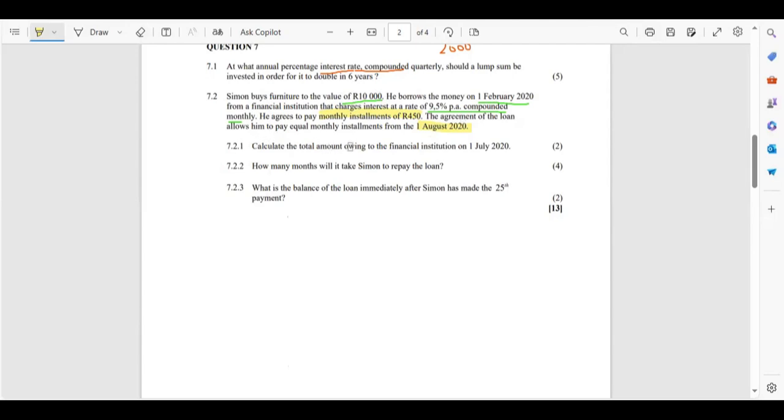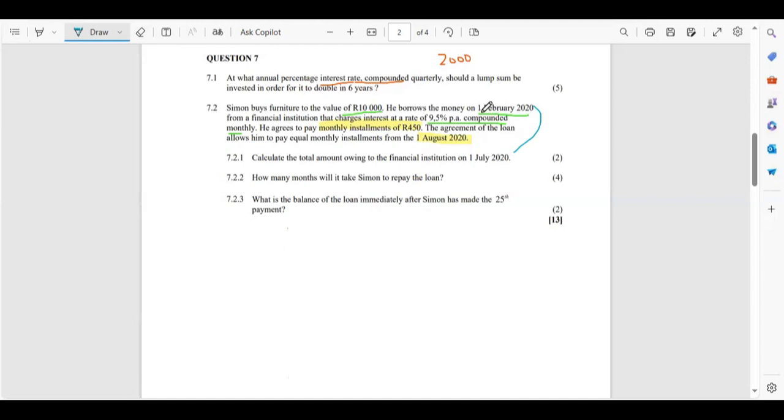7.2.1 says calculate the total amount owing to the financial institution on 1 July 2020. So from 1 Feb to 1 July 2020, we need to calculate the total amount owing to the financial institution. Now, how would I go about it? Can you agree that from 1 February up until July, this person wasn't paying any installments because he started paying on 1 August 2020? So this simply means that the formula we're going to make use of here would not be an annuity, because he started paying in August, which was after July. So from 1 Feb to 1 July, we need to calculate the amount that he owed.